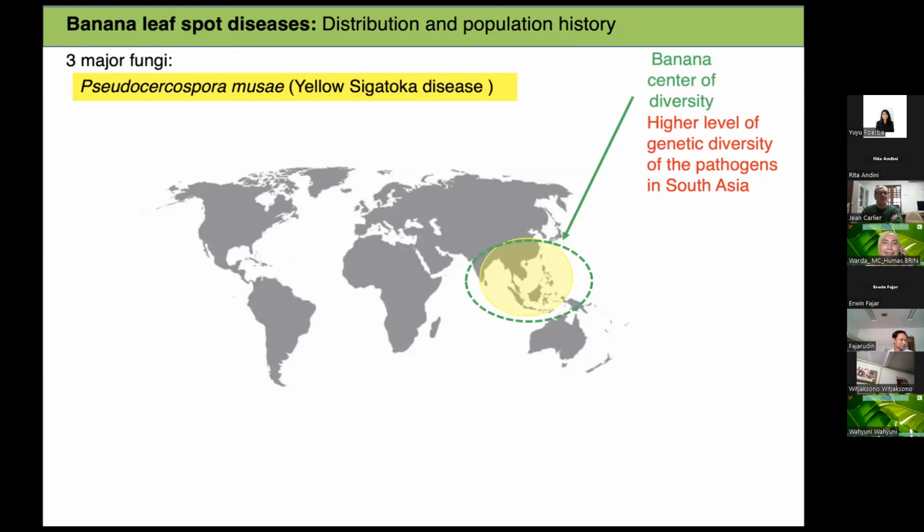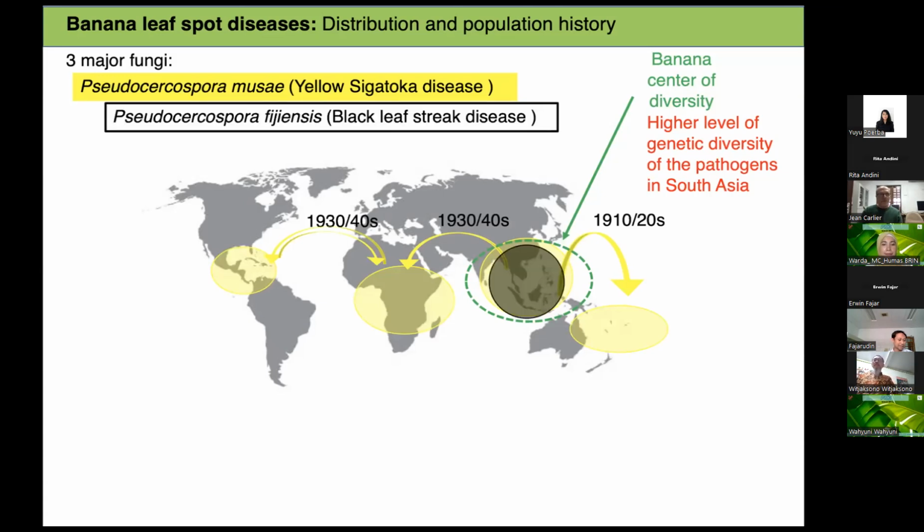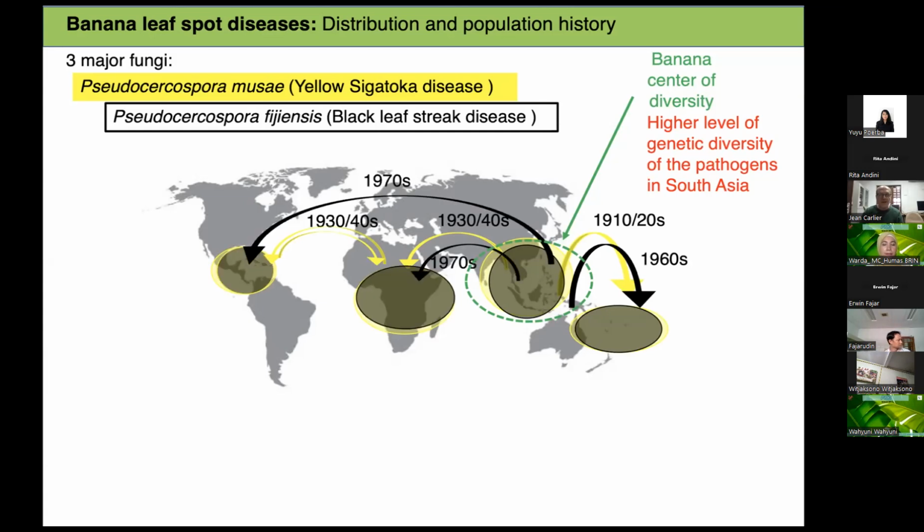The first described species was Pseudocercospora musae. It spread in the Pacific in the 1910s and in Africa and Latin America from 1913. Pseudocercospora fijiensis, causing black Sigatoka or black leaf streak disease, was described later and spread in the Pacific in the 1960s and in Africa and Latin America in the 70s.